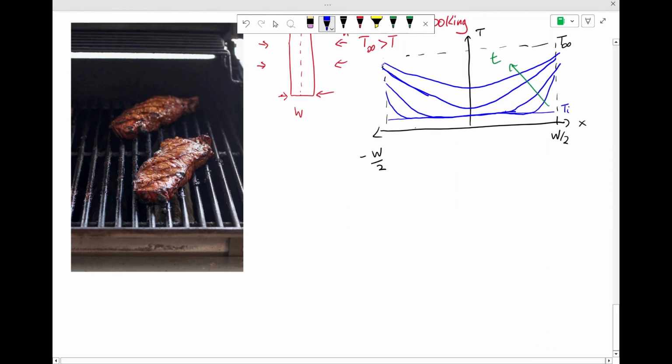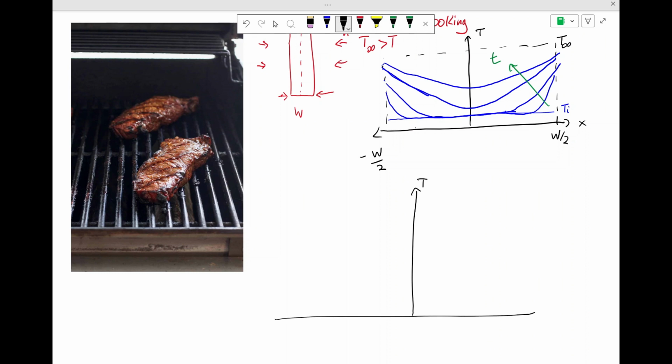So if we now think about what happens once we're cooling this, we've got a flipped situation. Now we have temperature T pointing up, and we'll draw our x-axis as before. This is W over 2, and this is minus W over 2. And now our ambient temperature is below the steak temperature. This is like room temperature now.